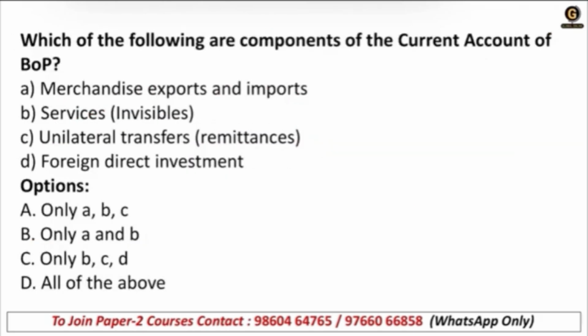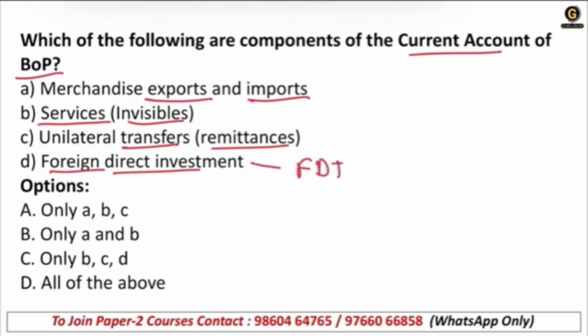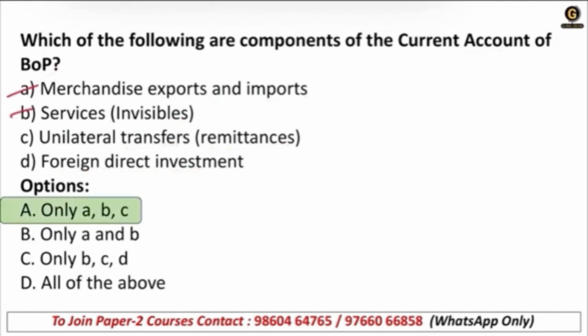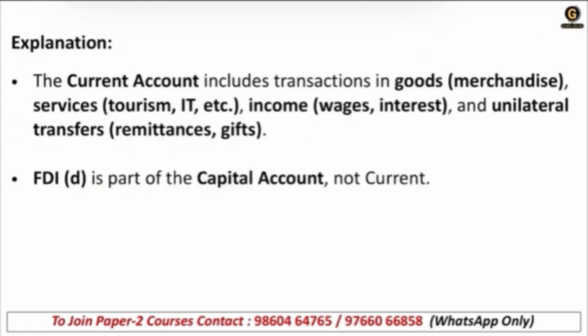Next, which of the following are components of the current account of a BOP? Merchandise exports and imports, services, which is invisible, then unilateral transfers, remittances, and foreign direct investment, which is called FDI. We have already discussed FDI as well. So the right answer is option ABC. See, FDI is a part of the capital account, not the current account.